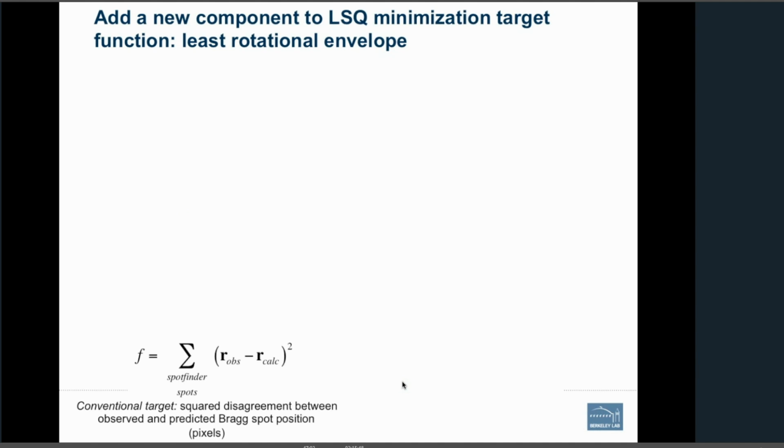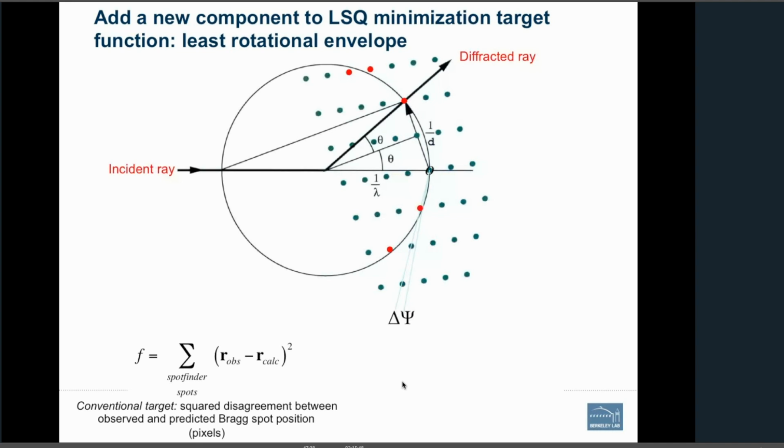So as we refine the crystal orientation matrix for a diffraction image, we minimize the difference between the observed spot locations and the calculated spot locations. We change the crystal orientation until that difference is as small as possible. That's the conventional target, the squared disagreement between the observed and predicted locations. So for still images, since we only have one shot, we don't have that 3D information for locking in rot X and rot I that we would get if we had two shots. We have to add this other target.